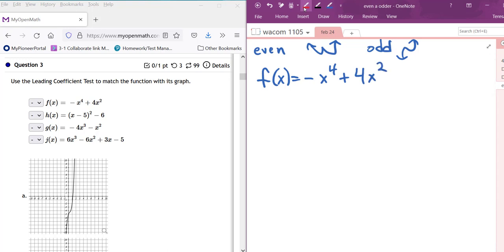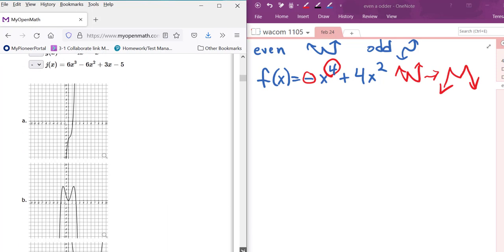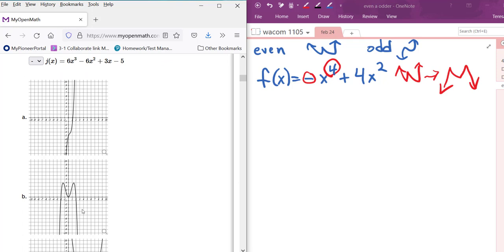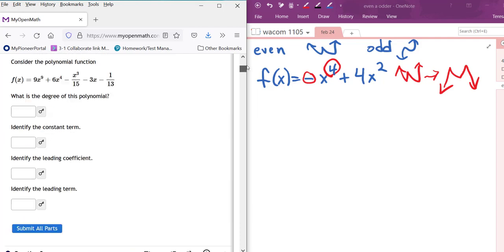Right, so you want your degree. It's even, so this one is going to look like a W. That's the first part of it, but it has a negative leading coefficient, so it's going to go upside down. So it's going to look something like that. And we can scroll through and look, it's not the first one. That one looks like a cube. Right, B looks right. B is the correct choice.